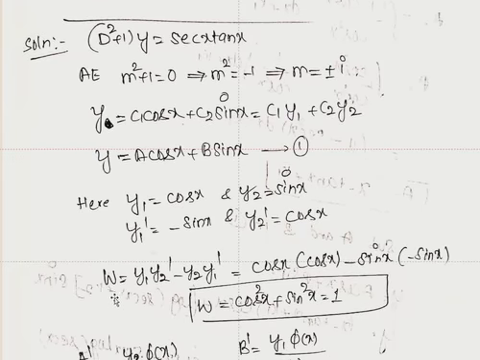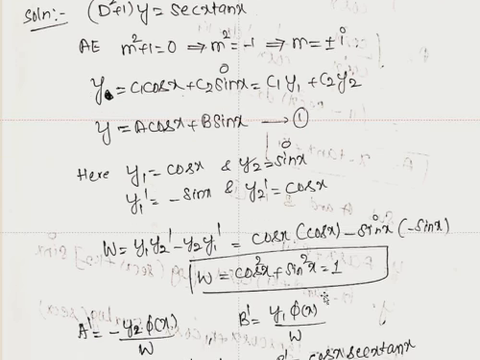Next find out the Wronskian. W is equal to y1 into y2 dash minus y2 into y1 dash. Here y1 is cos x, y2 dash is again cos x, minus y2 which is sin x, y1 dash is minus sin x. Therefore W is equal to cos x into cos x, which is cos square x, minus of minus plus sin x into sin x, which is sin square x. Therefore sin square x plus cos square x is equal to 1. Therefore W is equal to 1.